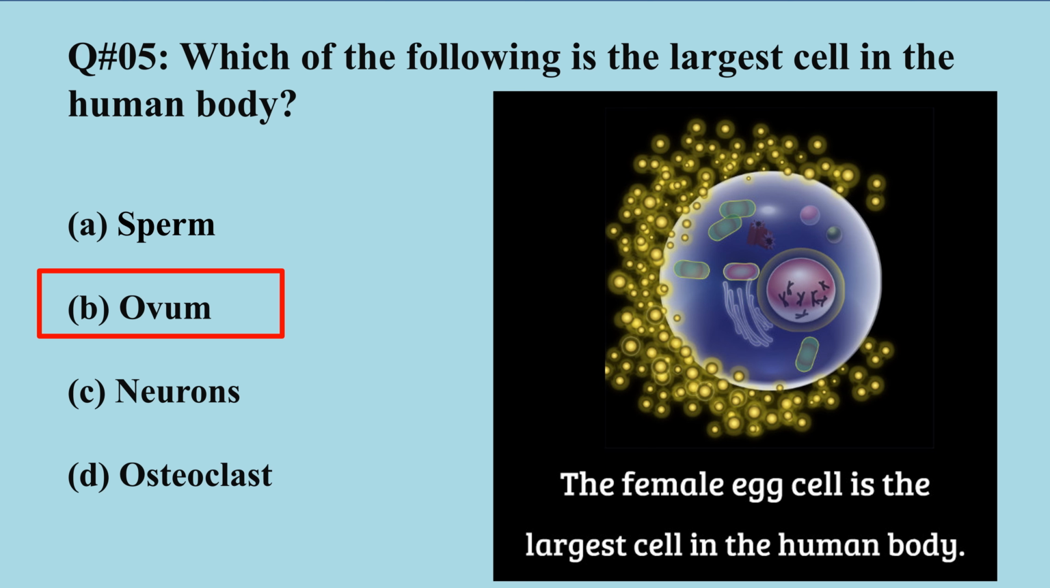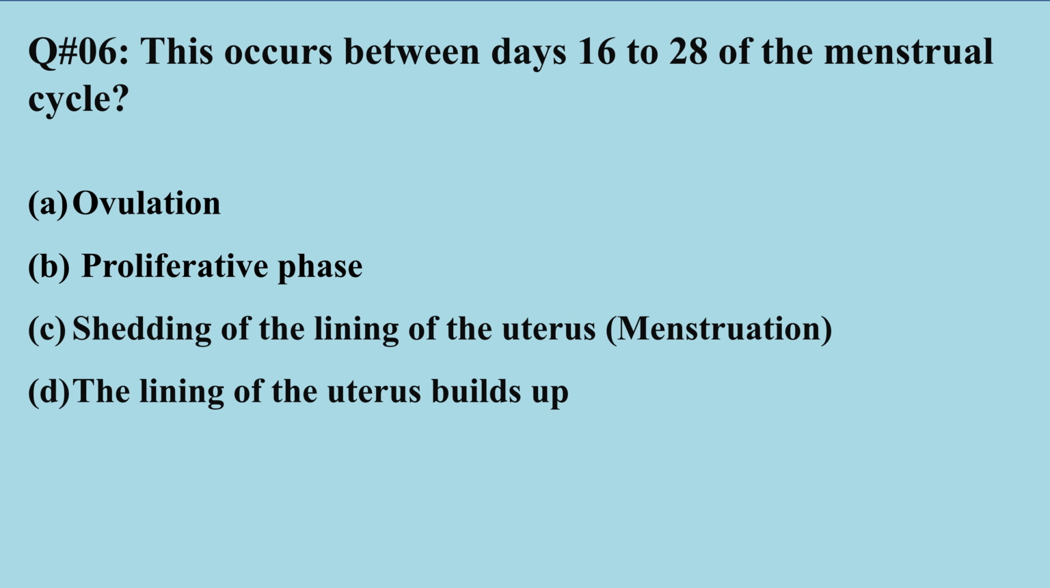or male human body. Question number 6 is, which of the following occurs between days 16 to 28 of the menstrual cycle? Option A is ovulation, B is proliferative phase, C is shedding of the lining of the uterus, and D is the lining of the uterus builds up.